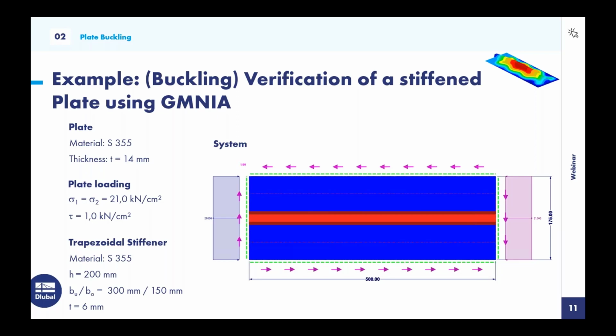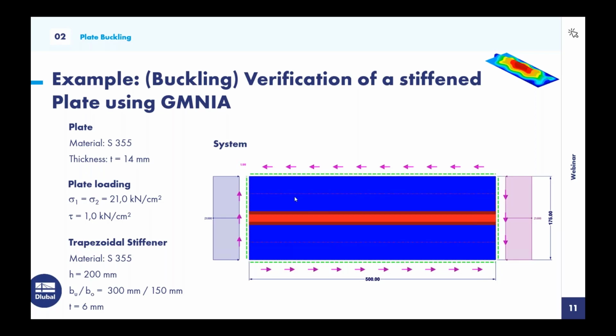plate buckling. For that purpose, I will adopt an old example problem that was discussed in a webinar with the identical topic of this one just about 2 years ago. So we have a 14 millimeter plate that is supported on all sides. It's loaded in longitudinal compression and shear, and we have a centric trapezoidal stiffener. Back then, Andreas, who has now also presented the first part of the webinar, used our tool FE buckling to do the verification check.